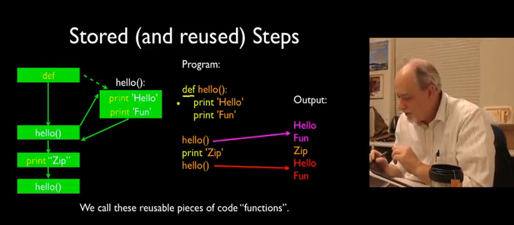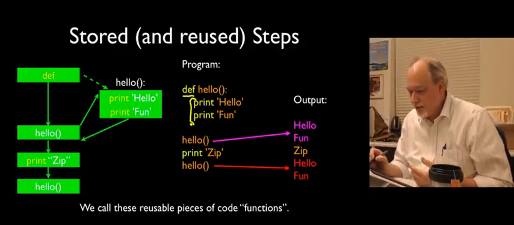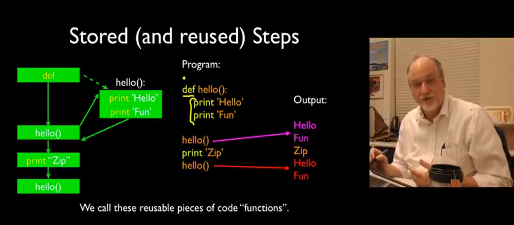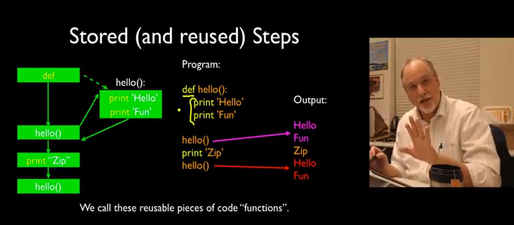So it has a colon at the end of it, so it has an indented block afterwards. And so the indented block becomes recorded. So instead of running the code, like if we just put print hello and print fun, it would run it. But instead it says, hey, don't run it right now.